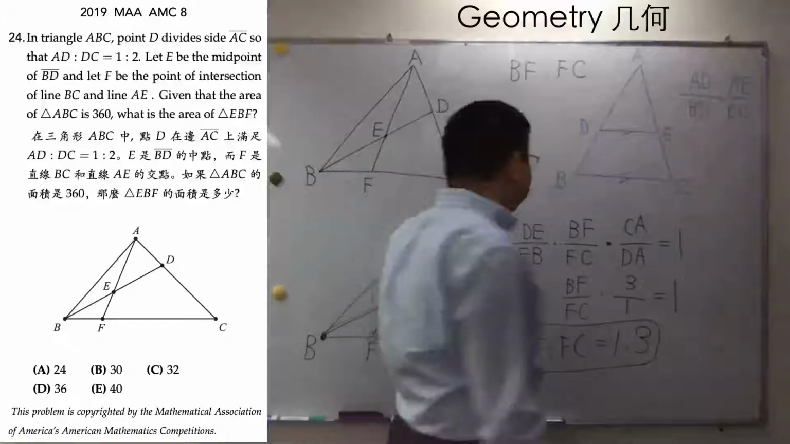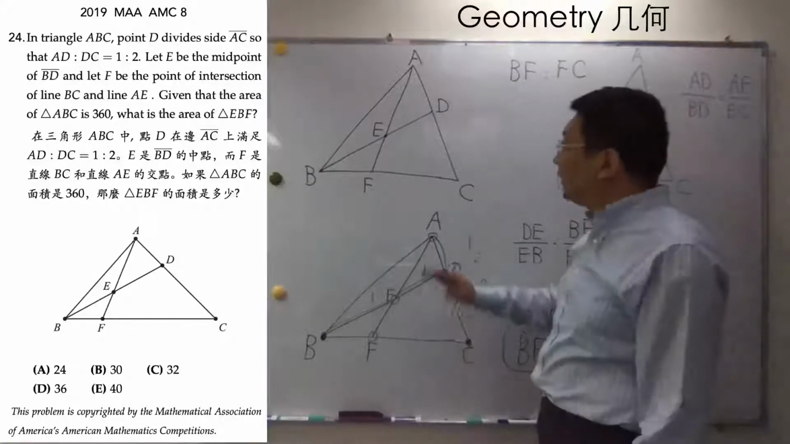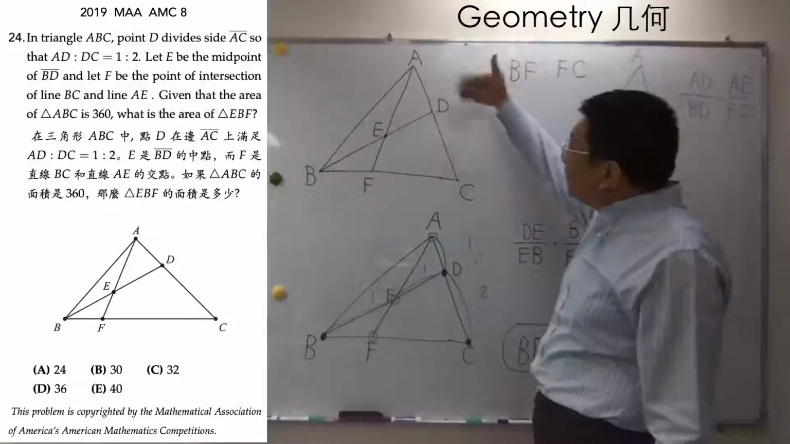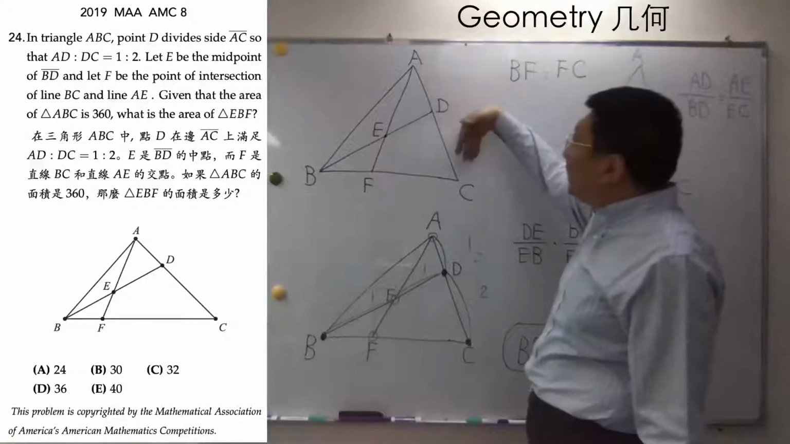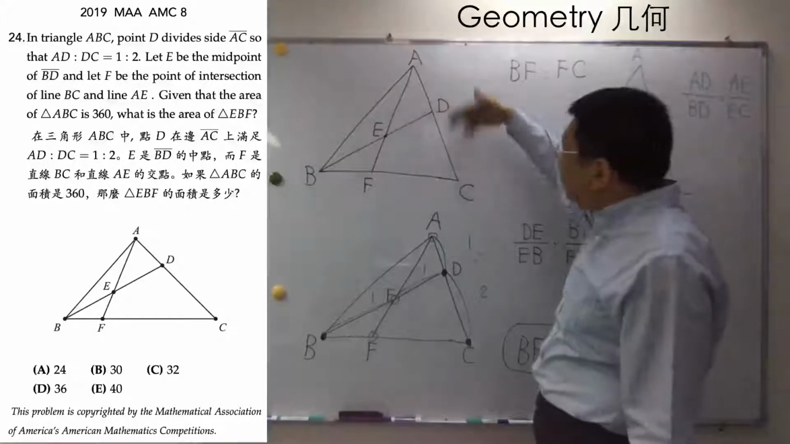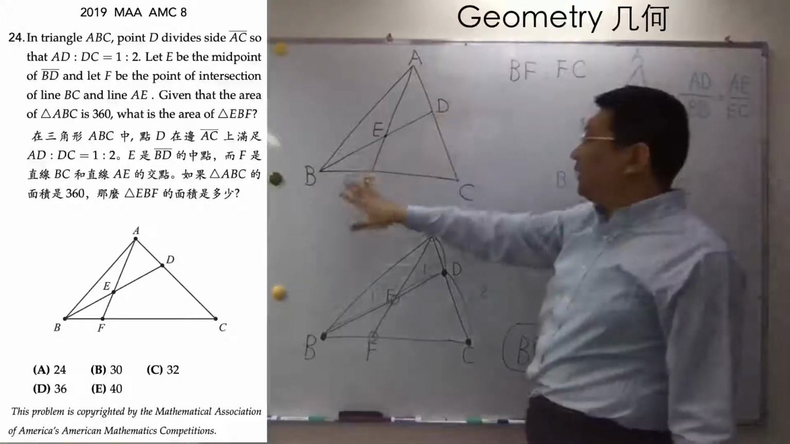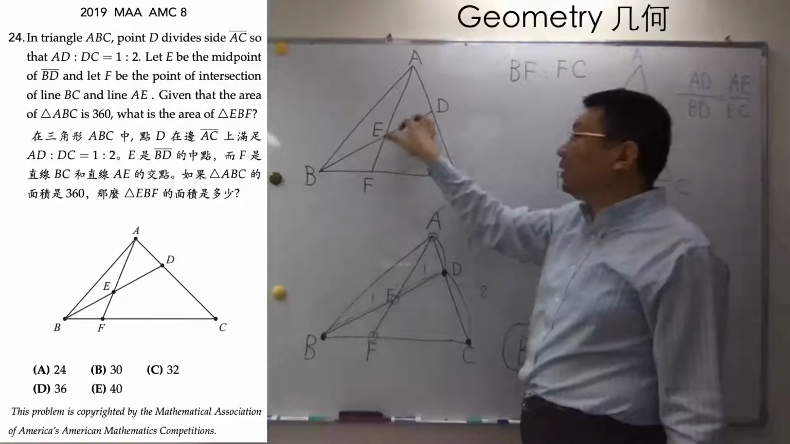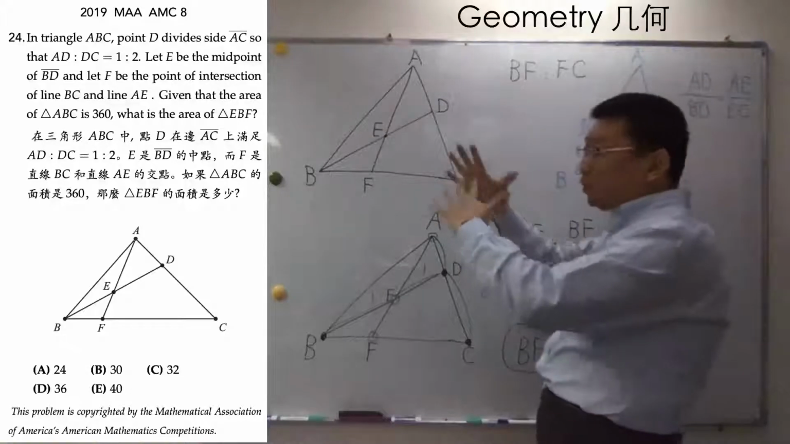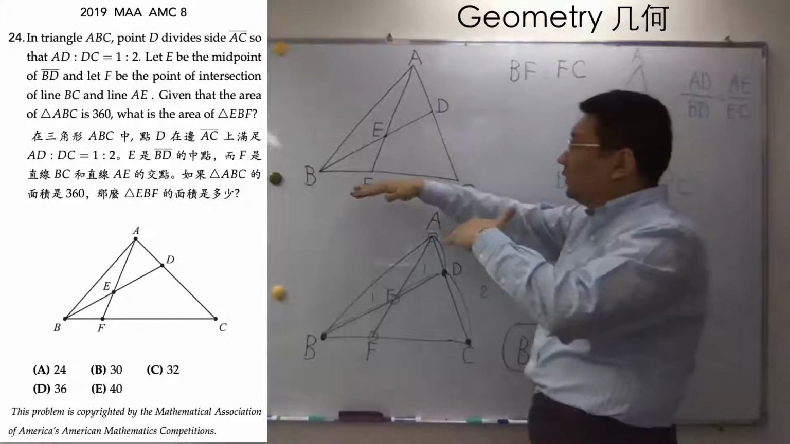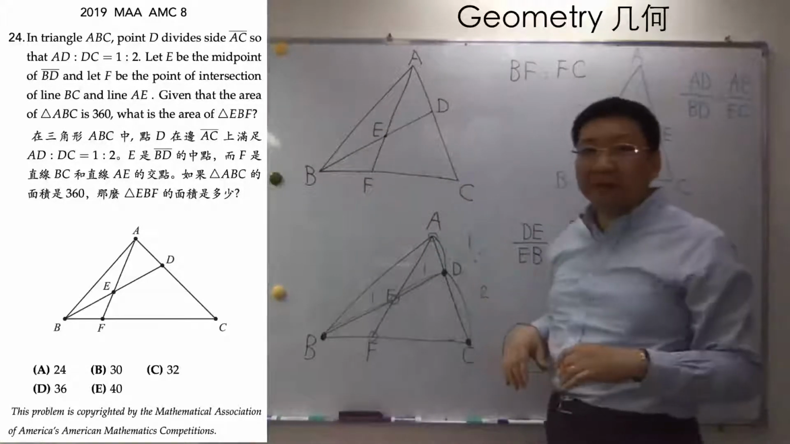So here the situation, as we just analyzed, is that the two given ratio conditions are on two different line segments. One is AC, AD over DC is 1 to 2. The other is BD, where E is the midpoint, BE equals ED. So these two lines are not directly related to this line BC.